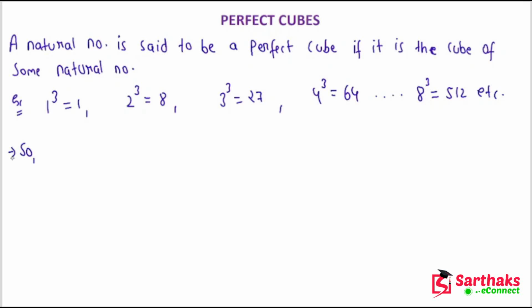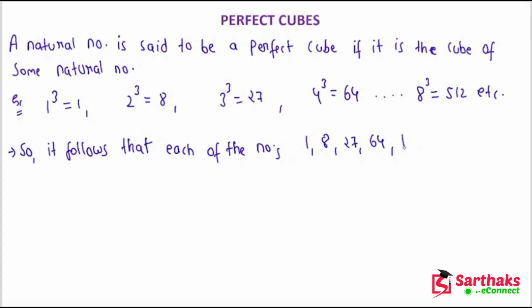So it follows that, see, since we have perfect squares as 1, 4, 9, 16, 25, which are nothing but the squares of natural numbers, similarly, it follows that each of the numbers, 1 because it is 1 cube, 8 which is 2 cube, then 27 which is 3 cube, 64 which is 4 cube, 125 which is 5 cube, 216 which is cube of 6, 343 which is cube of 7, similarly 512 cube of 8, 729 cube of 9, and 1000 which is cube of 10.